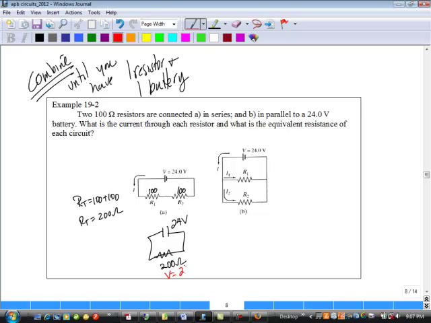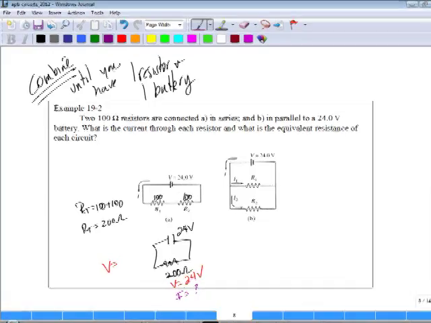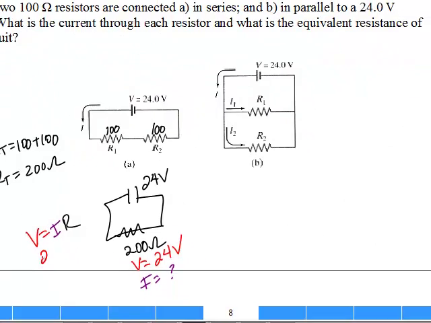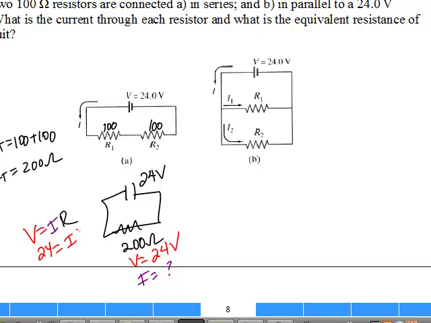My volts is going to be 24 volts. My R is 200 ohms. I need to calculate my current. Hopefully you know the granddaddy of all equations will allow me to calculate that current. And I'll have 24 is going to equal I times 200. I can perform this math, not in my head because I'm tired, but I can perform this math and get a current of 0.12 amps.